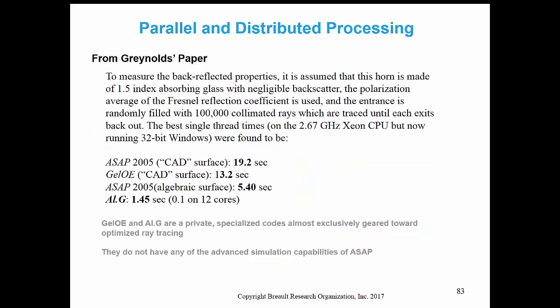From the original paper, ASAP 2005 was tested, and the ray trace took about 19.2 seconds. Two internal codes that the author of the paper had created, which are private specialized codes almost exclusively geared toward optimized ray tracing, showed the same simulations at approximately 13.2 seconds and 1.45 seconds on 12 cores. However, it's important to note that they do not have the advanced simulation capabilities of ASAP.